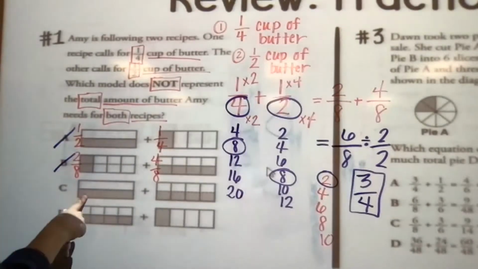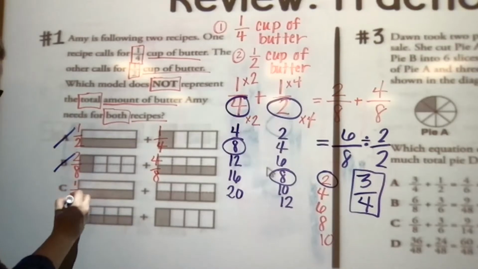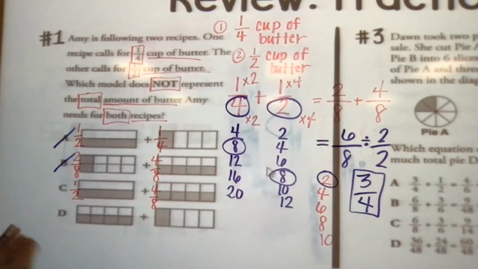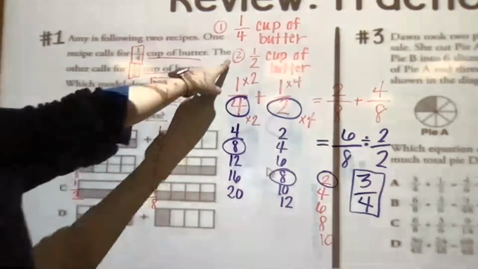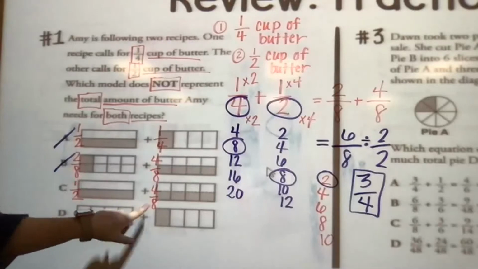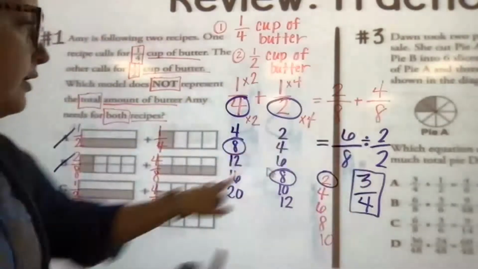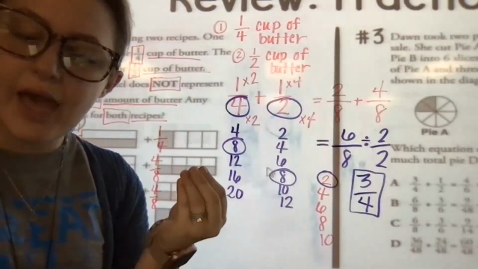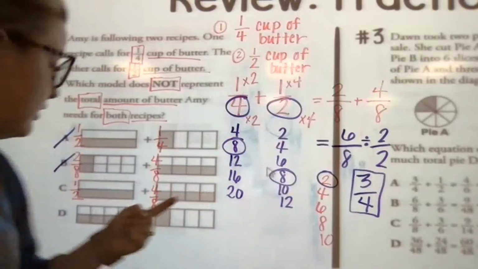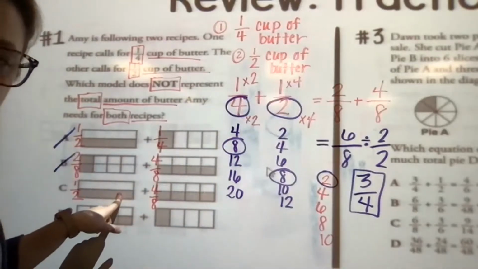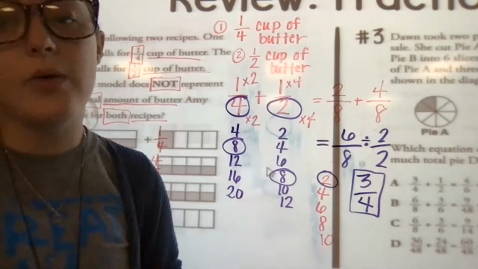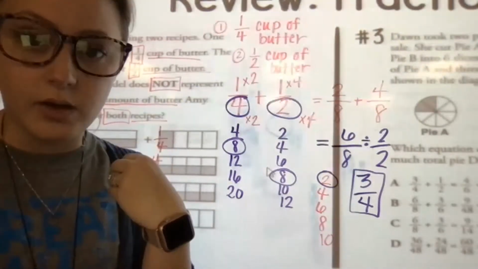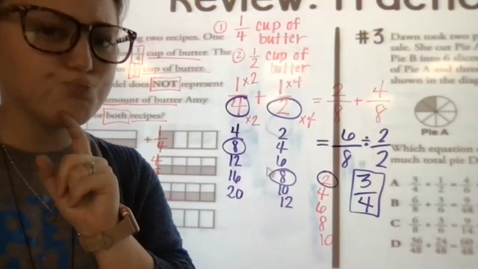Then we have C, which is a half and 4/8. So recipe 2 is represented, and then, wait a second. Recipe 2 is represented twice. So we only have 1 recipe represented in letter C. We're going to have to keep our eye on it, but we need to keep going because we need to look through all of our answers. What if we have another one and maybe we did something wrong? We need to keep looking.